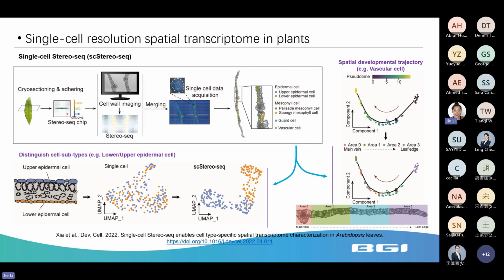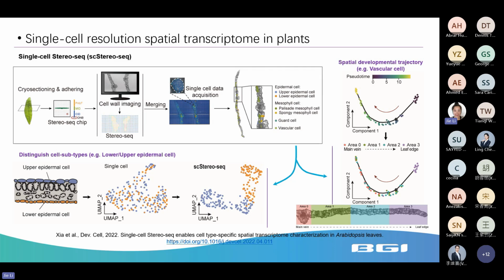Considering that the photosynthesis process mainly occurs in the mesophyll cells, researchers further analyzed the gene expression pattern in these cells, and the result was consistent with the previous analysis. So there are differences between the leaf vein and the leaf margin, but through pseudo-time analysis, they found that the vascular cells are still unclear.